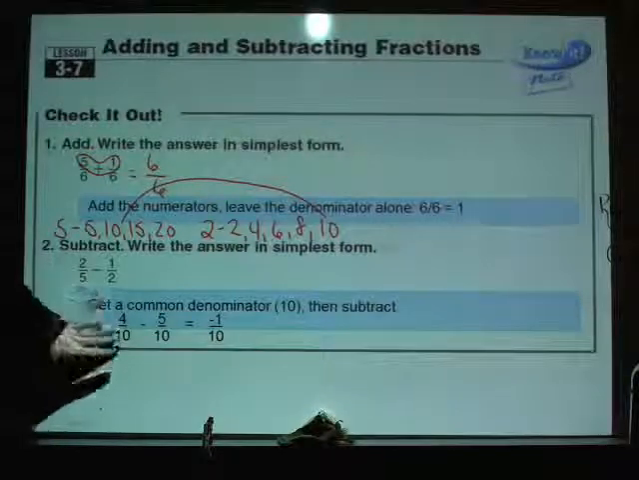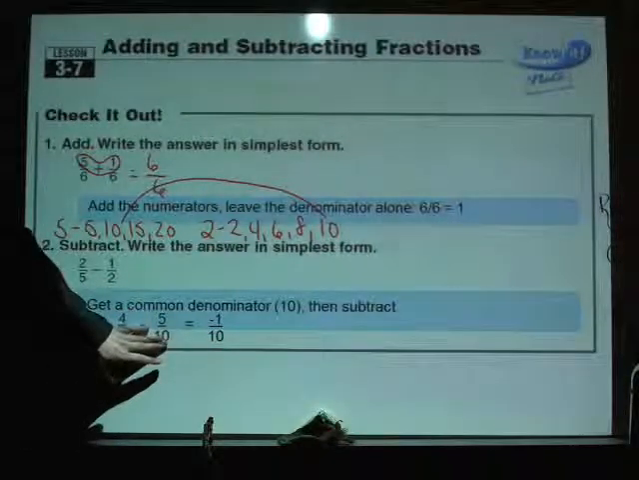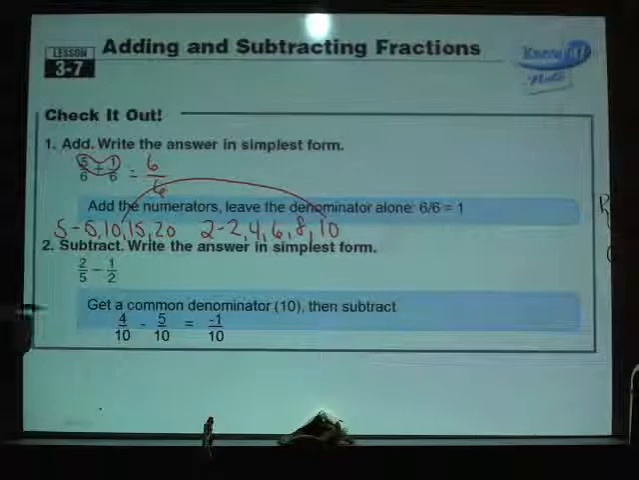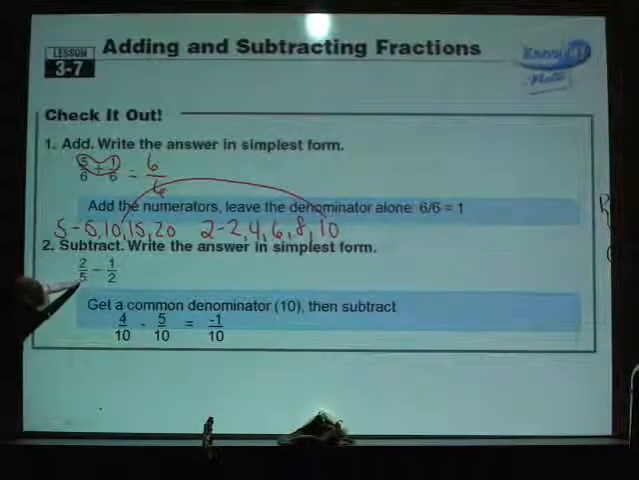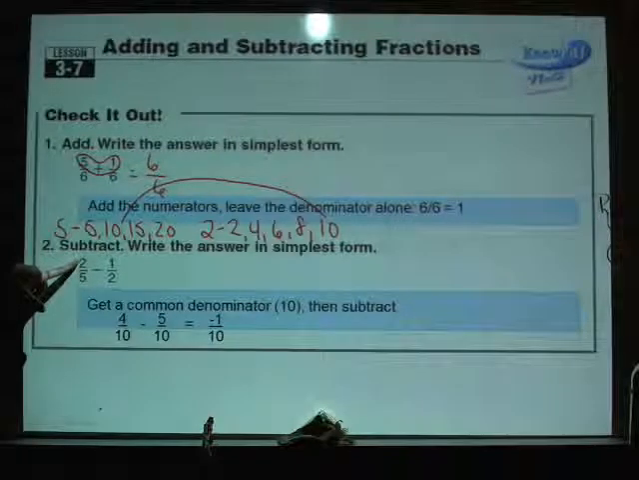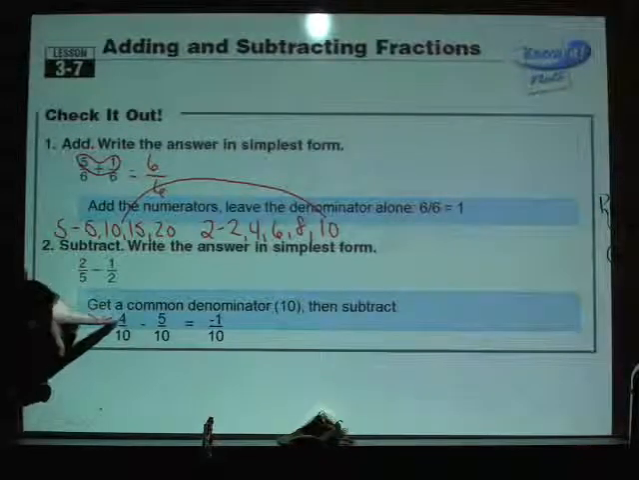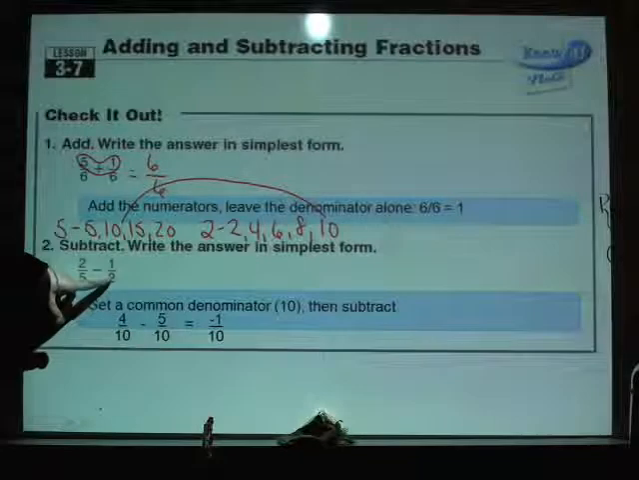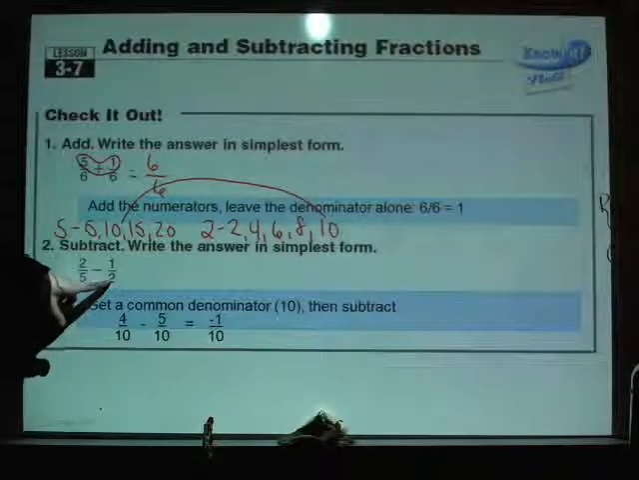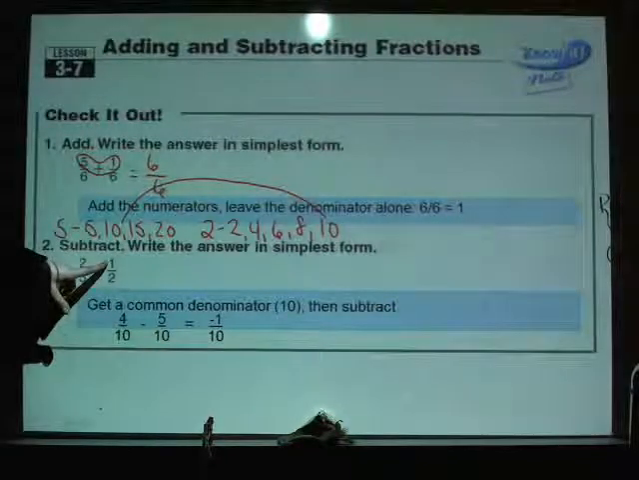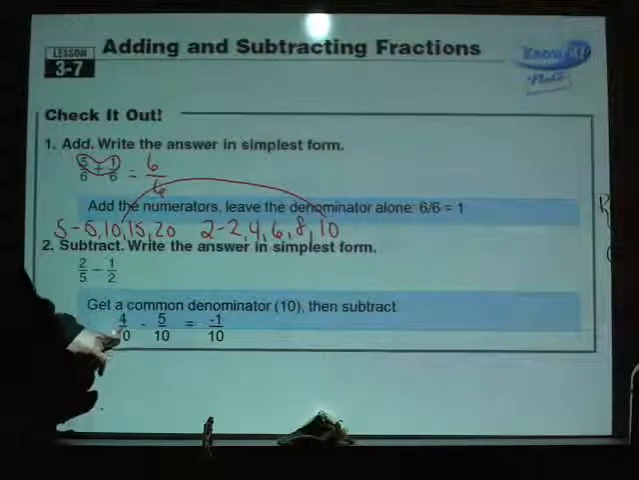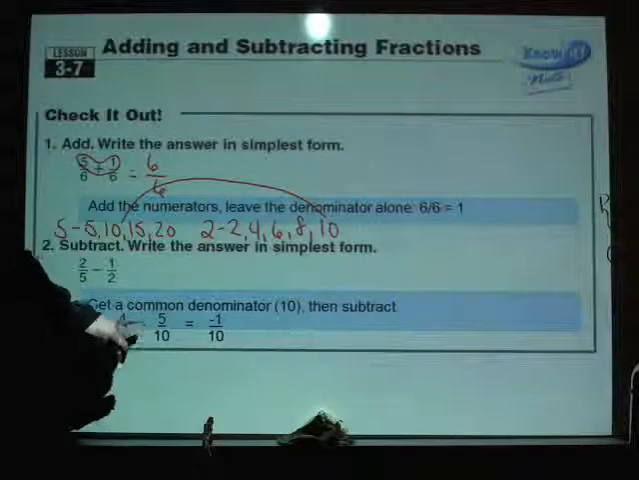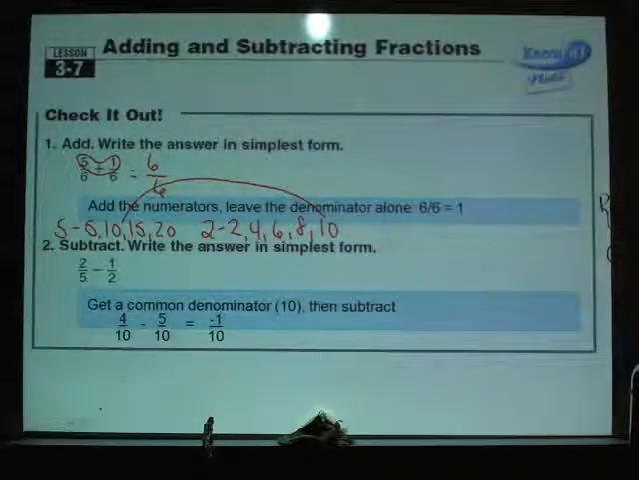So I'm going to change both of my denominators into 10. Well, to change 5 into 10, you're going to have to multiply by 2. So I multiply the top by 2 as well, and 2 times 2 is 4. To change 2 into 10, we're going to multiply by 5. So I'm going to multiply the top by 5 as well here. 1 times 5 is 5. So the problem I'm solving is 4/10 minus 5/10.